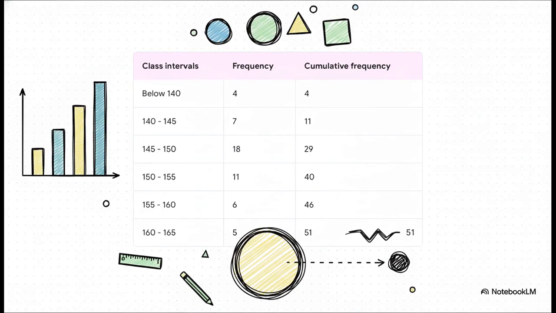Okay, this time we have data for the heights of 51 girls. So what's our n? It's 51. And what's n half? That's 25.5. Now you tell me, looking at the CF column, which value is just bigger than 25.5? You got it, it's 29. So our median class is 145 to 150. Awesome. You can now use that same formula to find the exact median height.